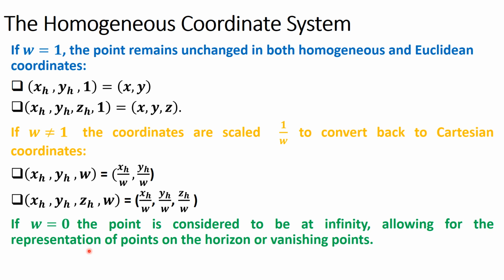If w equals 0, the point is considered to be at infinity, allowing for the representation of points on the horizon or vanishing points. And that is what we meant by the homogeneous coordinate system helps in perspective in computer graphics.